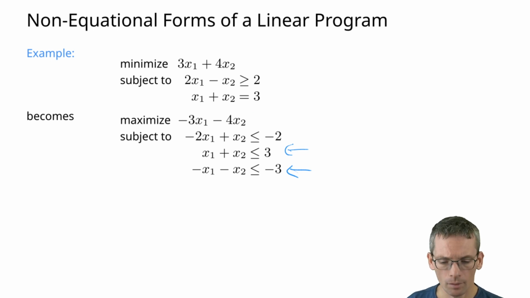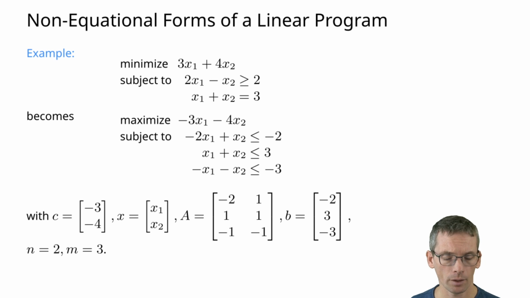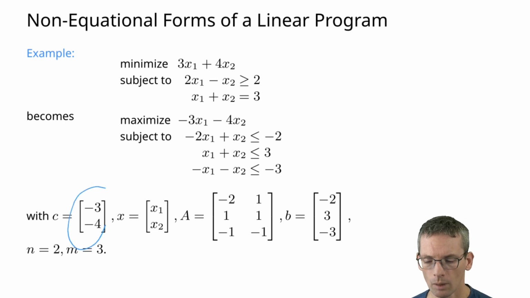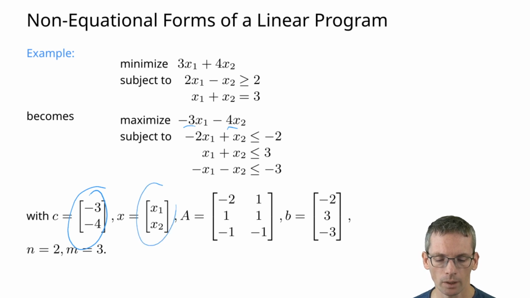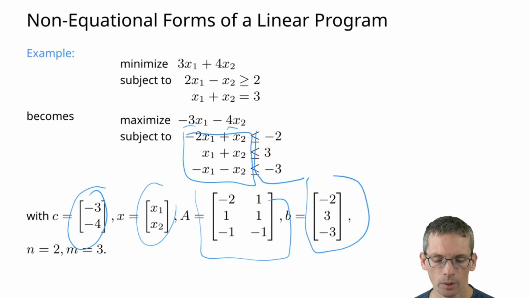And then if we've done all of this, we again have the form that we wanted to get, where we have a C vector, -3, -4. Okay, we have x1, x2, the A we can read off here, and the B we can read off here.